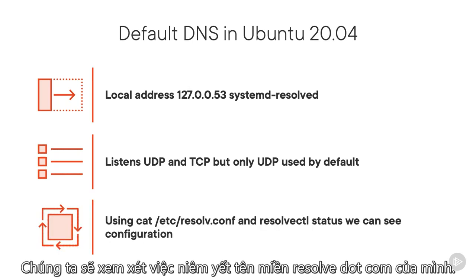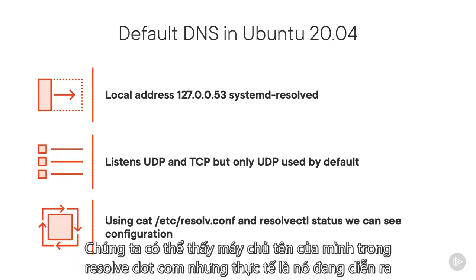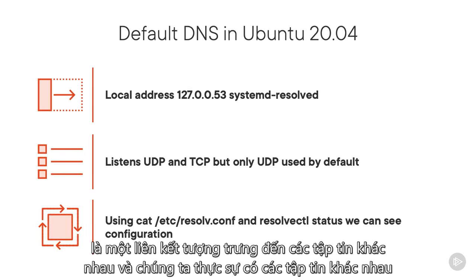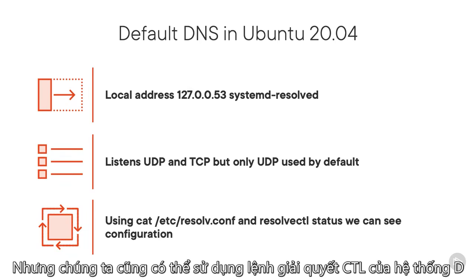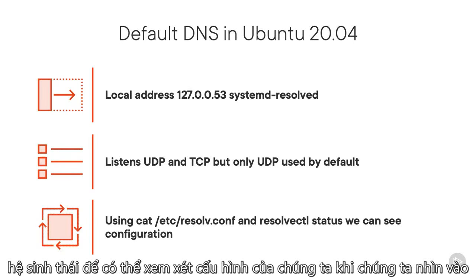We'll be taking a look at listing out our resolv.conf. We can see our name servers in the resolv.conf, but that in effect is going to be a symbolic link to different files. And we have actually different files that it can link to, and we'll see that as we go through. But we can also use the resolvectl command, part of our systemd ecosystem, to be able to review our configuration.